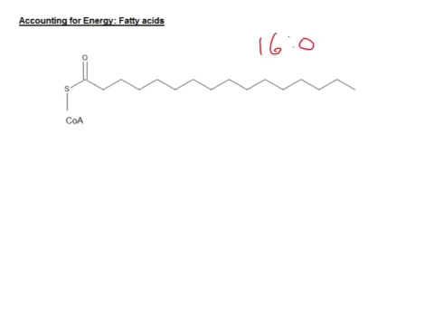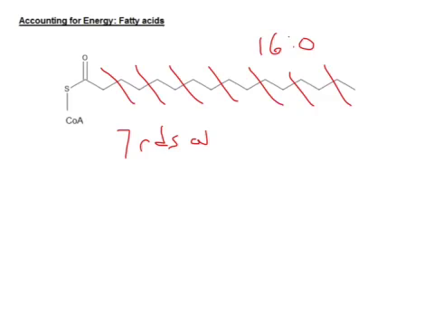And we're going to be breaking this into acetyl-CoAs. So if you want to review on that, you can look at the beta oxidation page. But we're going to be breaking this into two. 1, 2, 3, 4, 5, 6, 7 breaks. 7 breaks into 8 acetyl-CoAs. So we're doing 7 rounds of beta oxidation to break this up into 8 acetyl-CoAs.